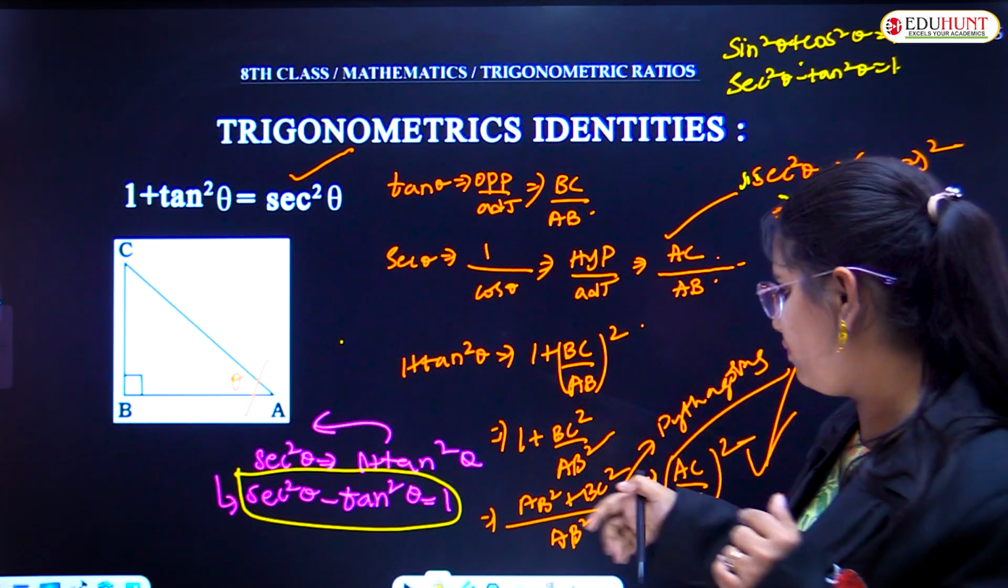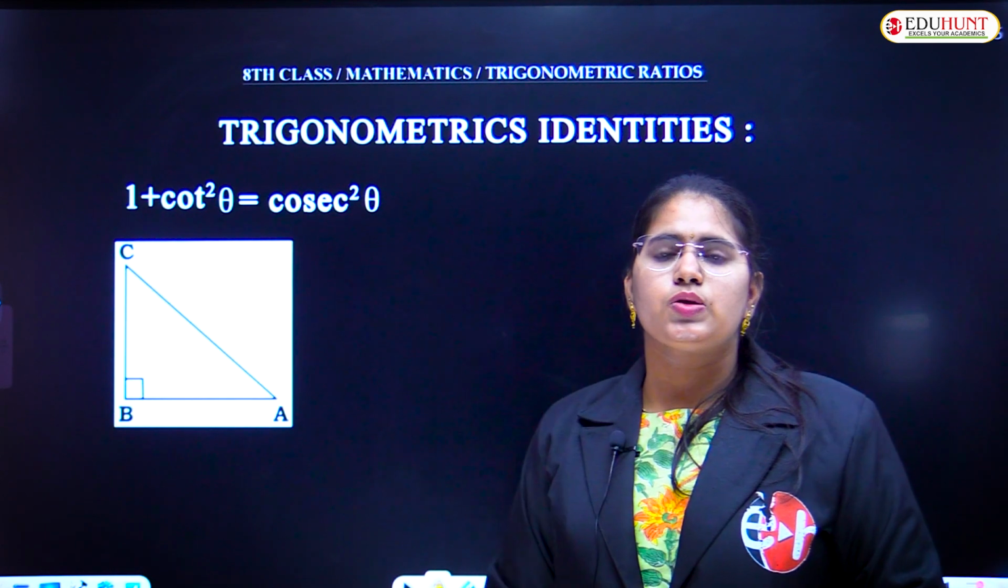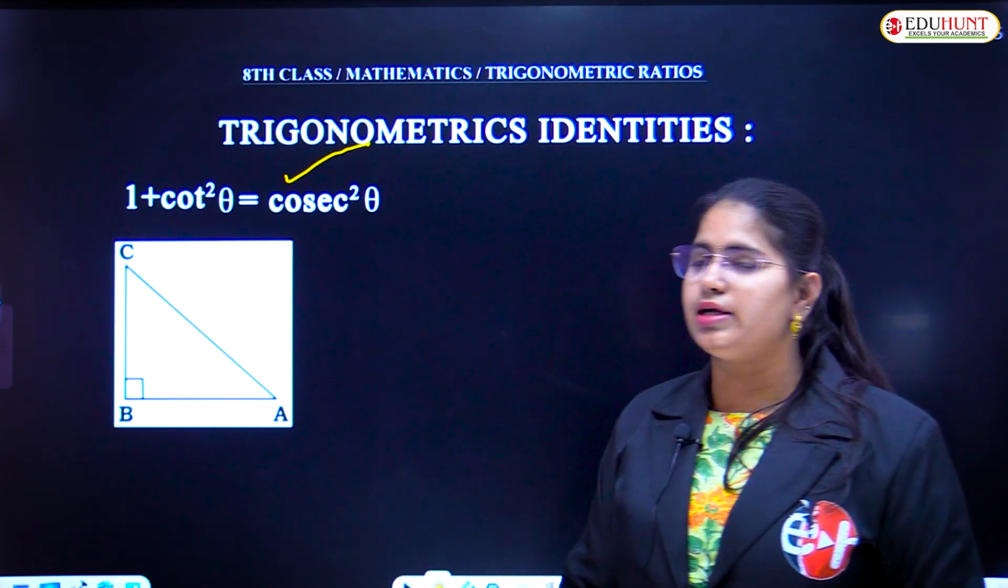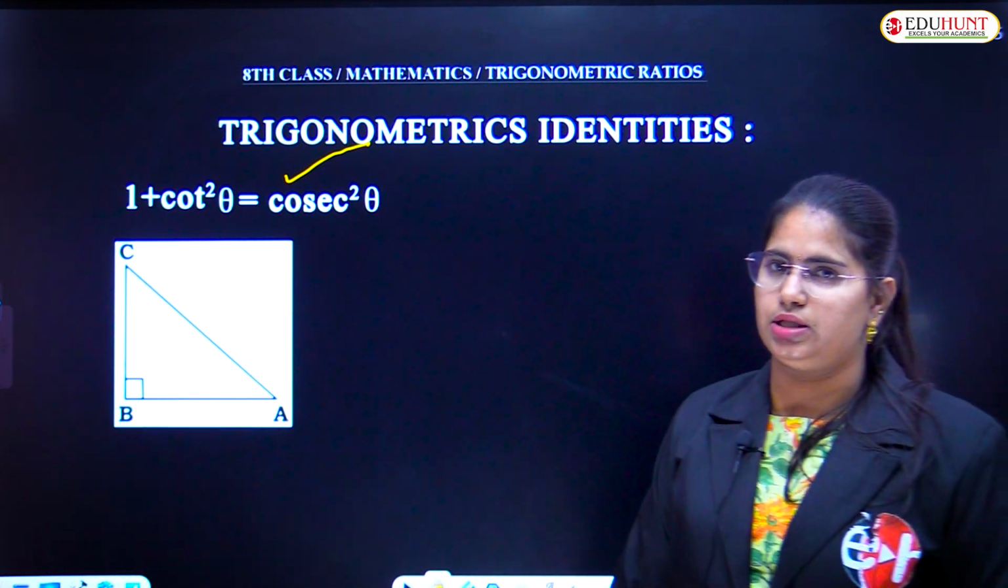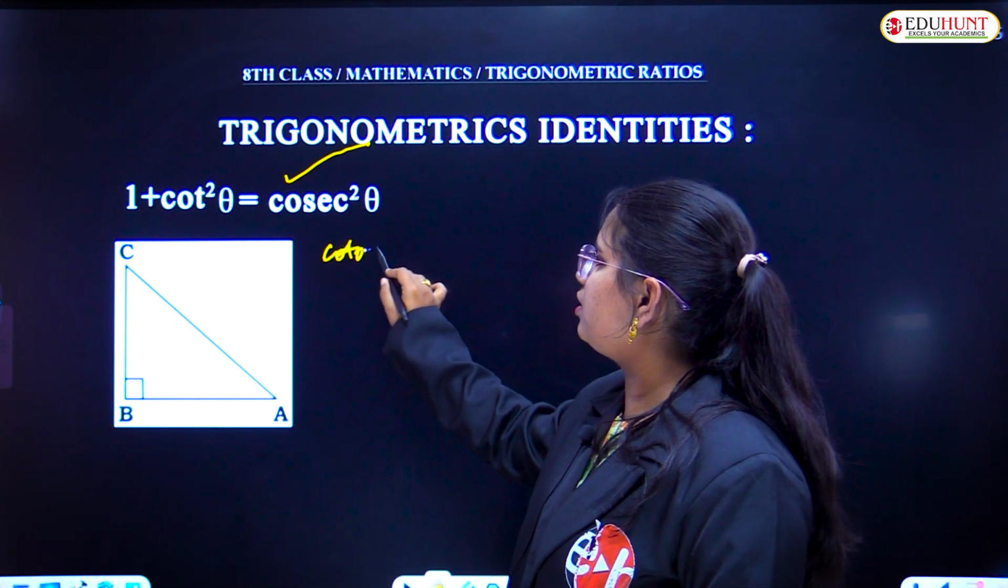Let's check and prove it. Okay, so what is our next, last but not least? What is the last trigonometric identity? It is 1 plus cot square theta is equal to cosecant square theta. Right. So what is the value of cot theta from the figure?